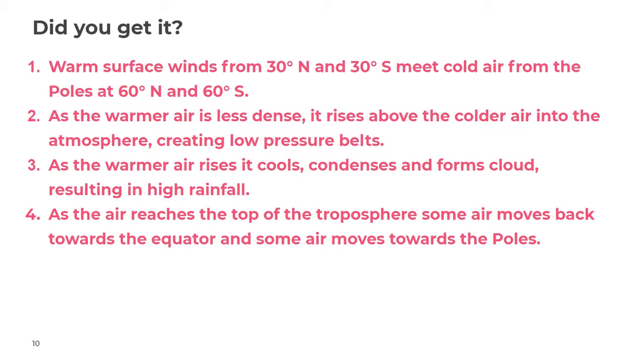So number 1, warm surface winds from 30 degrees north and 30 degrees south meet cold air from the poles at 60 degrees north and 60 degrees south. Sentence 2, as the warmer air is less dense, it rises above the cooler air into the atmosphere, creating low pressure belts. Number 3, as the warmer air rises, it cools, condenses and forms cloud, resulting in high rainfall.